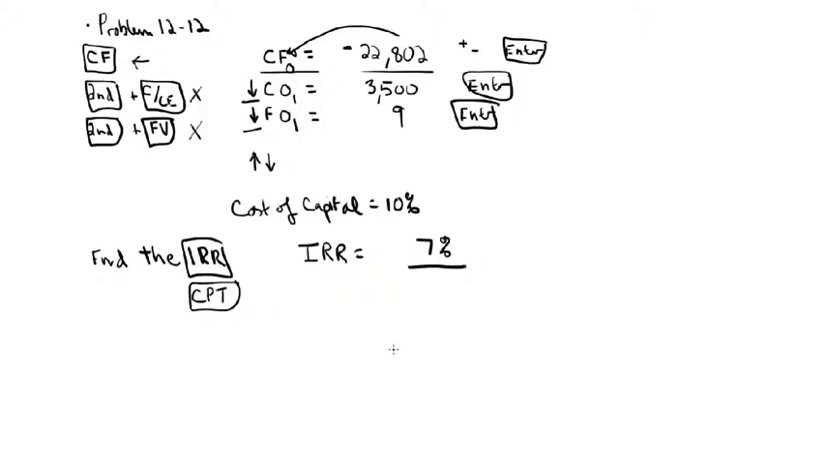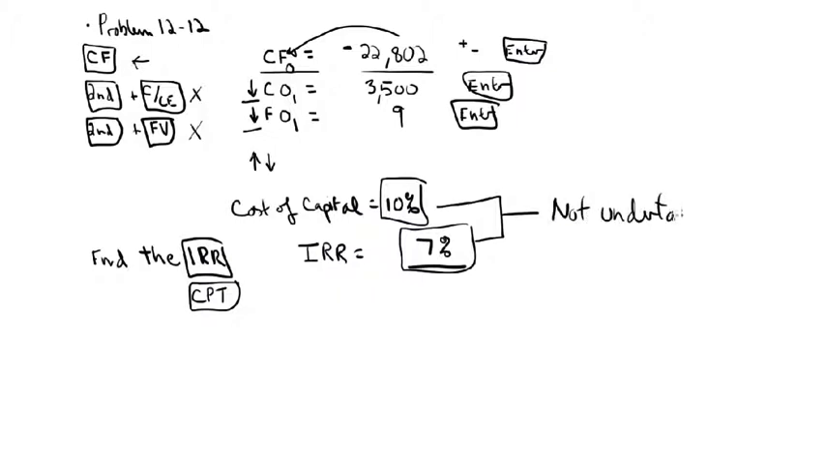Now we're supposed to evaluate this project and indicate whether it should be undertaken. According to the problem, King's Department Store has a cost of capital of 10%. The internal rate of return of this project is 7%. What do you think we should do? Well, if you said that because the cost of capital is higher than what the project will generate in the form of a return, we should not undertake this project, you would be right.